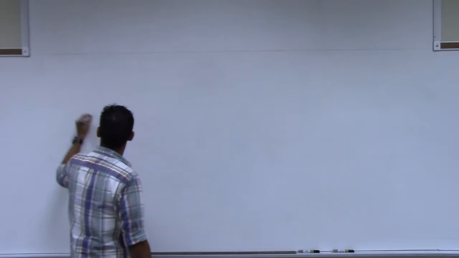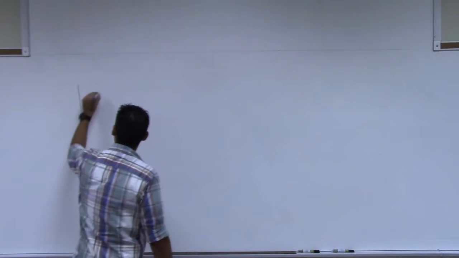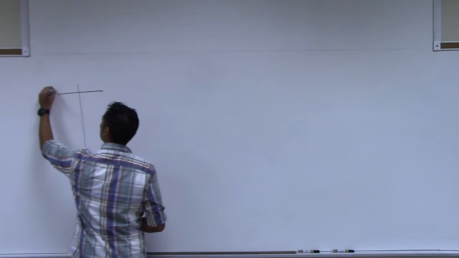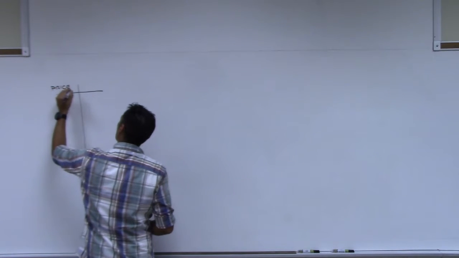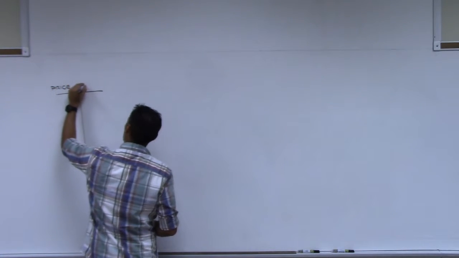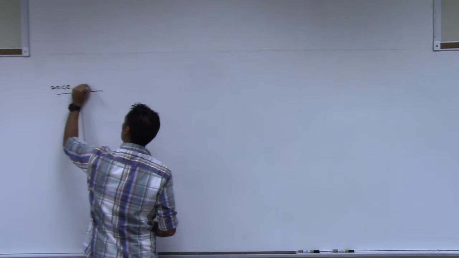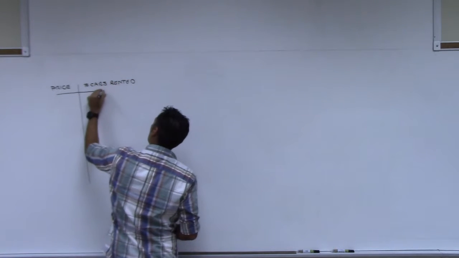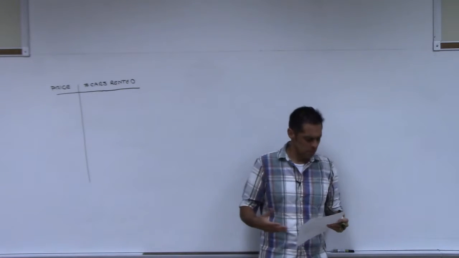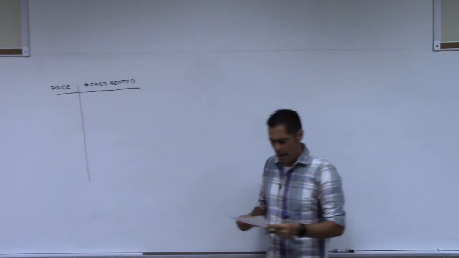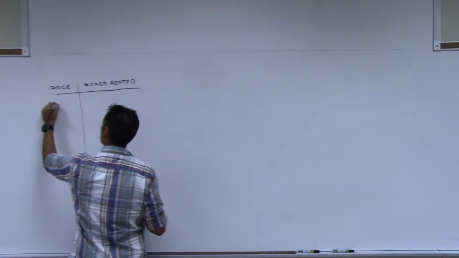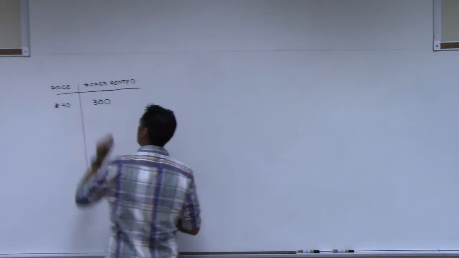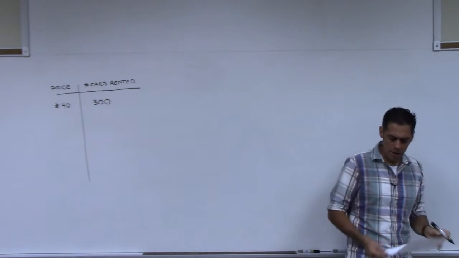I started out, I think, for number 8, with a table. I said, if this is the price, then this is the number of cars rented. And what we try to do is establish some sort of pattern. So we start out with $40. We should expect 300 cars to be rented. Yes? And then what did I do?